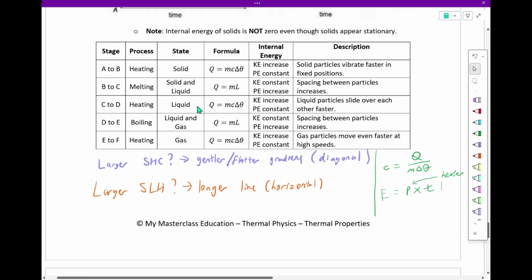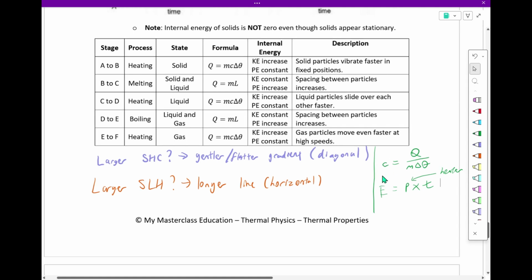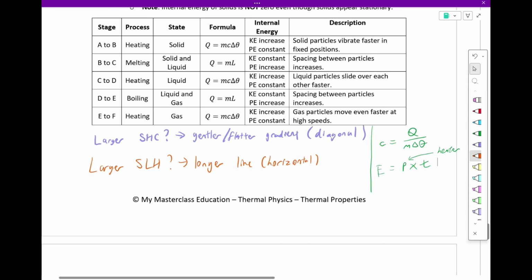Very complicated, so that's why I'm telling you the simplest way to see whether you have larger or smaller is just to see whether it's gentler or steeper. This one is more for the derivation that you are not required to know, but if you are curious about why flatter means larger specific heat capacity, it has to do with the original formula. The same thing also applies if you use L equals Q over m.